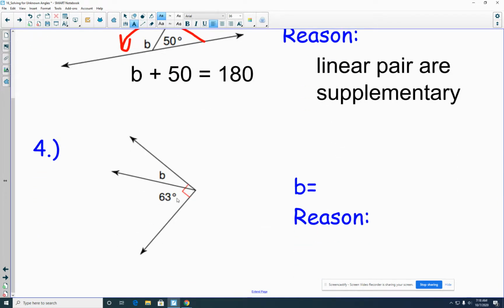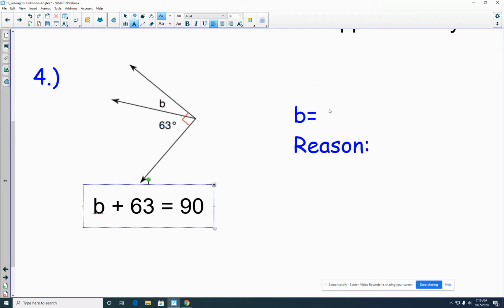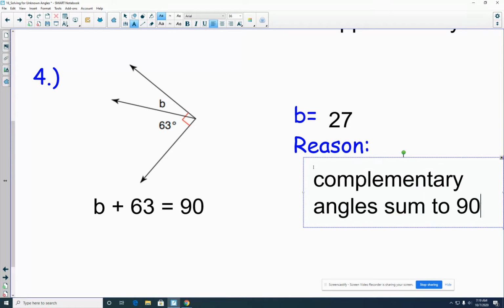Okay, number 4, I see this right angle symbol. That means that these are complementary angles and they sum to 90 degrees. So my equation could be B plus 63 equals 90. If I subtract 63 from both sides, I get 27. So B is 27. And the reason is that complementary angles sum to 90 degrees. They add to 90 degrees.